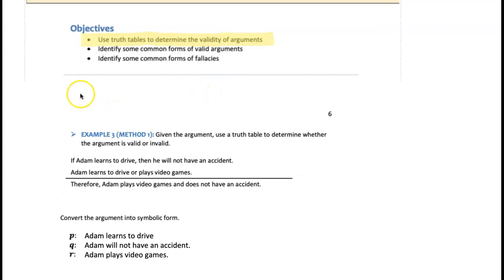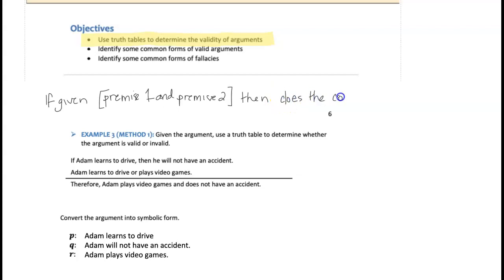For method 1, recall that we're using, if we are given premise 1 and premise 2, then, does our conclusion make the argument valid?